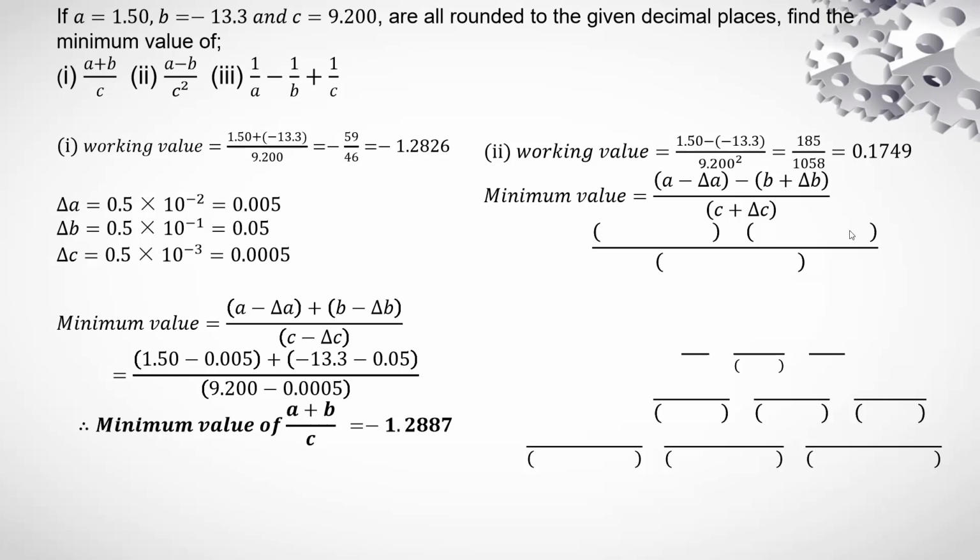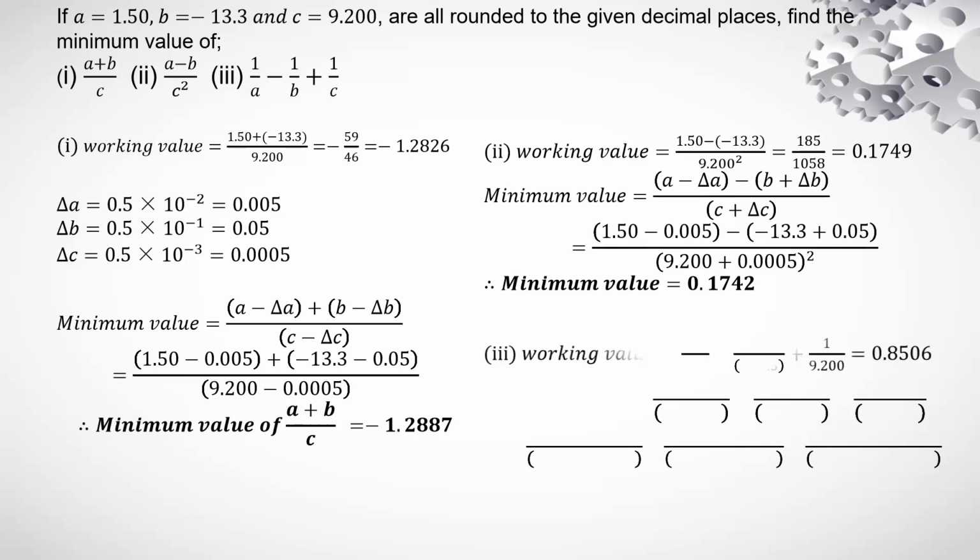So I have that as my expression for the minimum value: A minus delta A minus B plus delta B, over C plus delta C squared. Supposed to be squared there. I missed it on that step, but then I added it there on the second step. So I substitute respectively, then I get my minimum value for that expression: 1.742. That was Roman 2.